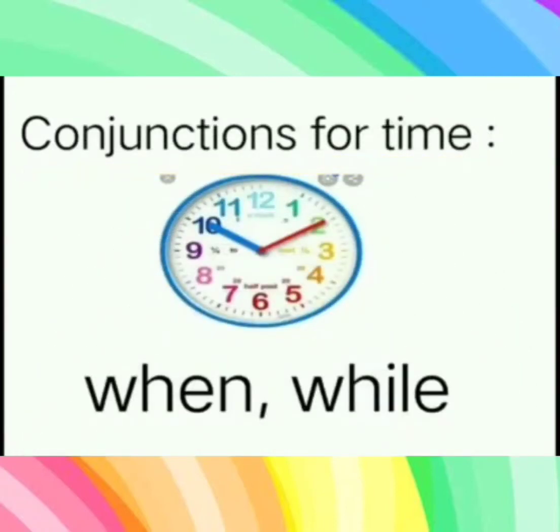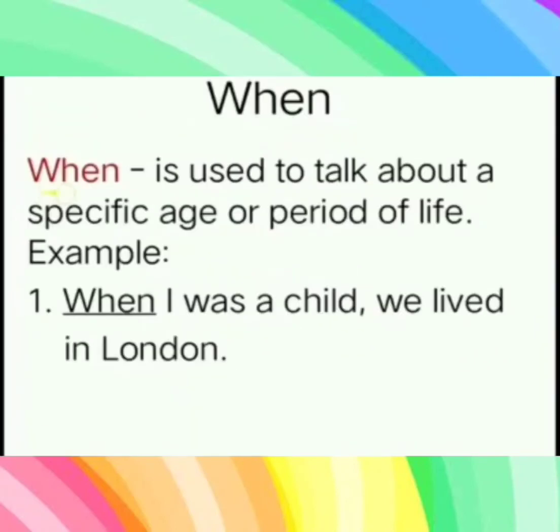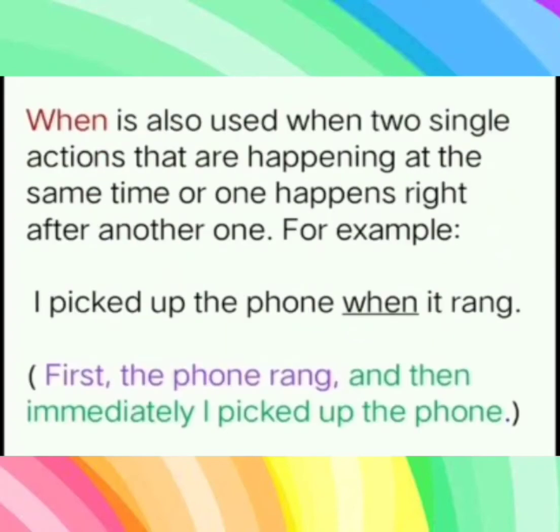Conjunctions to represent time, that is when and while. When is used to talk about a specific age or period of life. Example: When I was a child, we lived in London. When is also used when two single actions happen at the same time, or one happens right after another. For example, I picked up the phone when it rang. First, the phone rang and then immediately I picked up the phone.